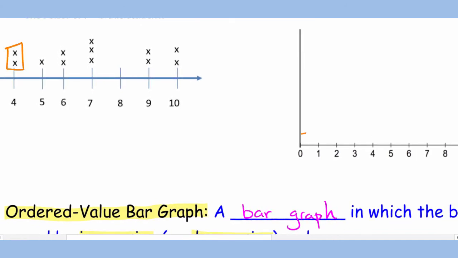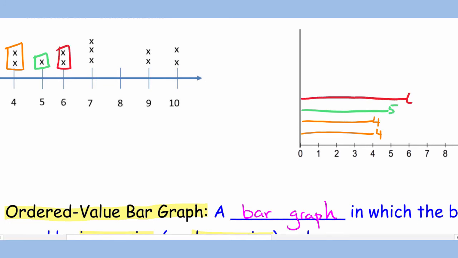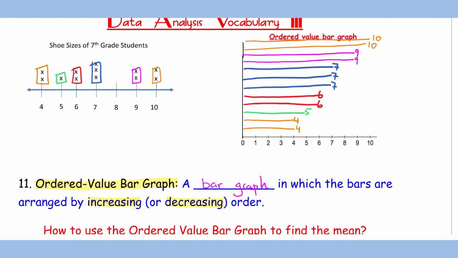Since there are 2 values for 4, we need to draw 2 horizontal bars to the value of 4, starting at the bottom of the graph. Since there is only 1 value for 5, we only need to draw 1 horizontal bar. For 6, there are 2 values, so we need to draw 2 bars to 6. You can continue the same process until the data value is 10.